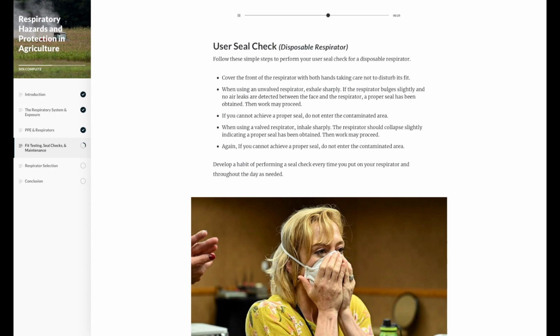When using a valved respirator, inhale sharply. The respirator should collapse slightly, indicating a proper seal has been obtained. Then work may proceed. Again, if you cannot achieve a proper seal, do not enter the contaminated area. Develop a habit of performing a seal check every time you put on your respirator and throughout the day as needed.